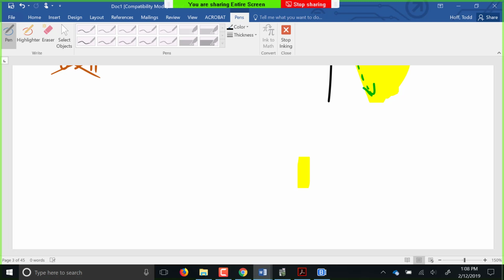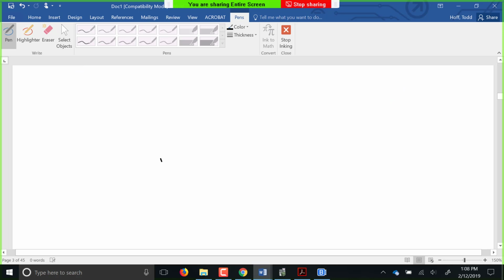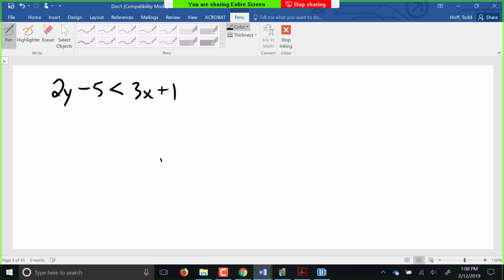But yes, if you do everything carefully when you're doing your calculation, you're absolutely right, Jesse. There, you can just look at the less than or greater than and graph off of that. So let's do something like 2y minus 5 is less than 3x plus 1. So obviously right now this is not a line. We have to do something to adjust it so that we can graph it.